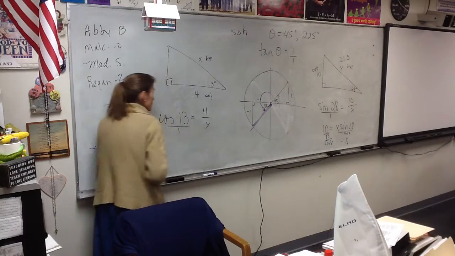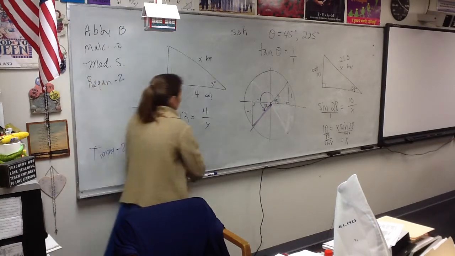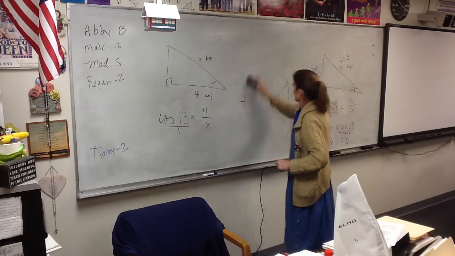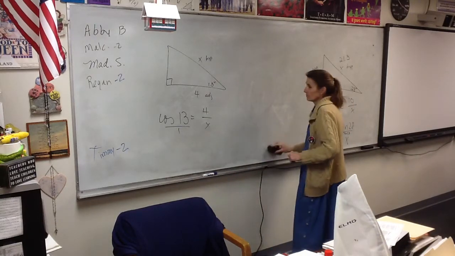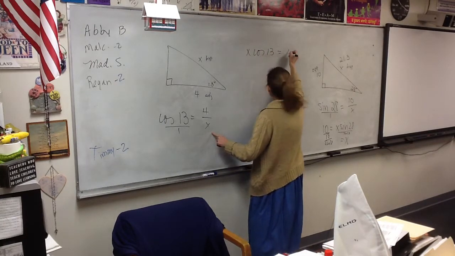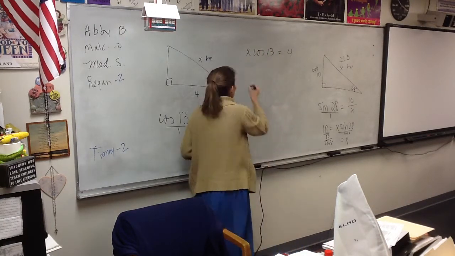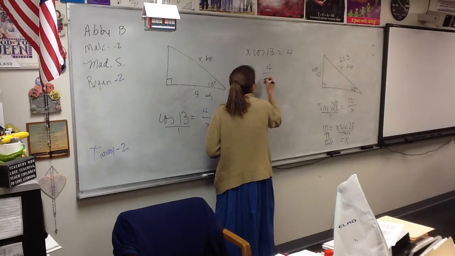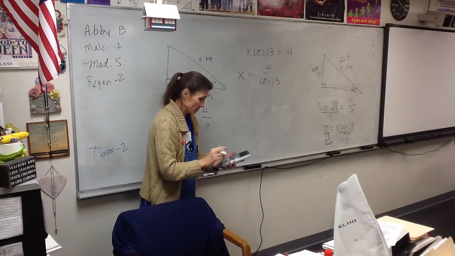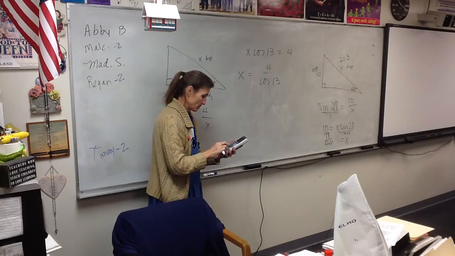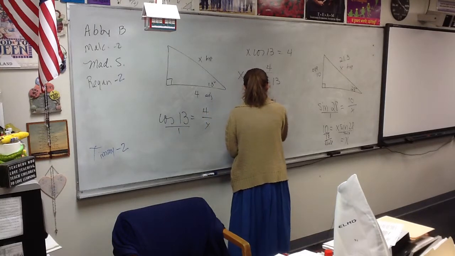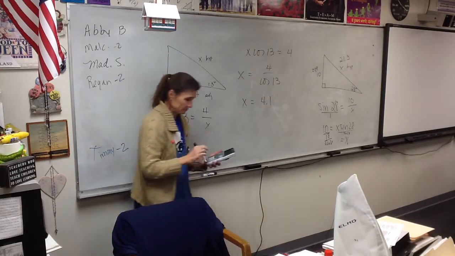So now you can cross multiply if you want. So it'll be x cosine 13 equals 4. So x will equal 4 divided by cosine 13. 4.1. Yep. 4.1.